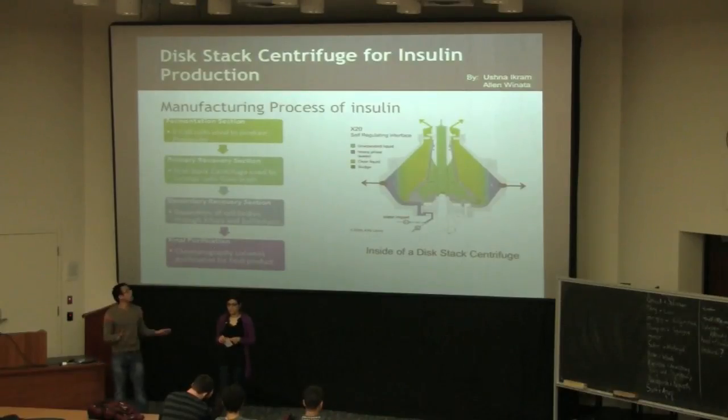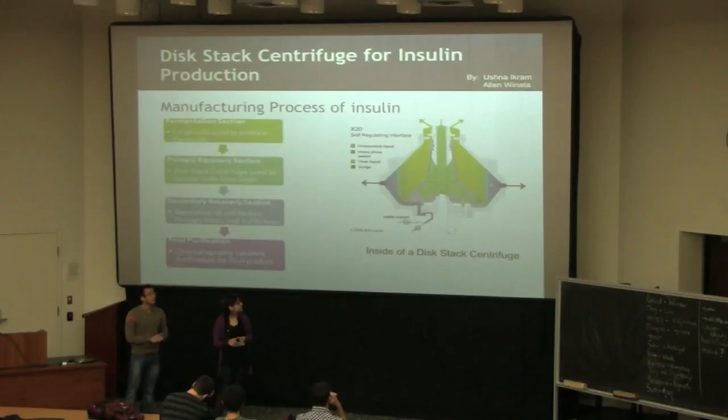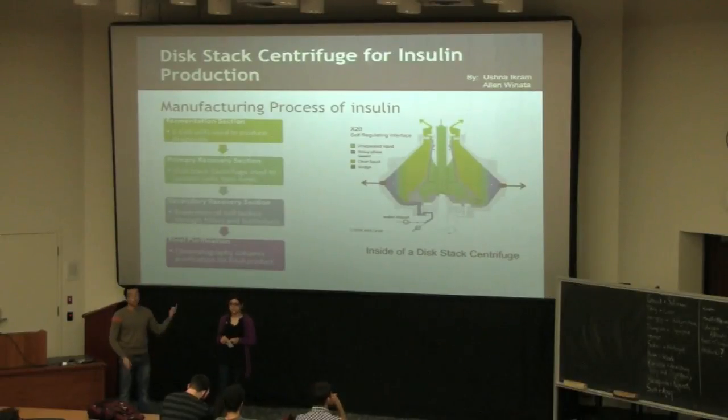It pushes the denser material upwards while the less dense material is drawn inwards towards the center of the unit. From our picture here, the blue is the denser material, while the yellow is the less dense material, and the green is the feed inlet stream.